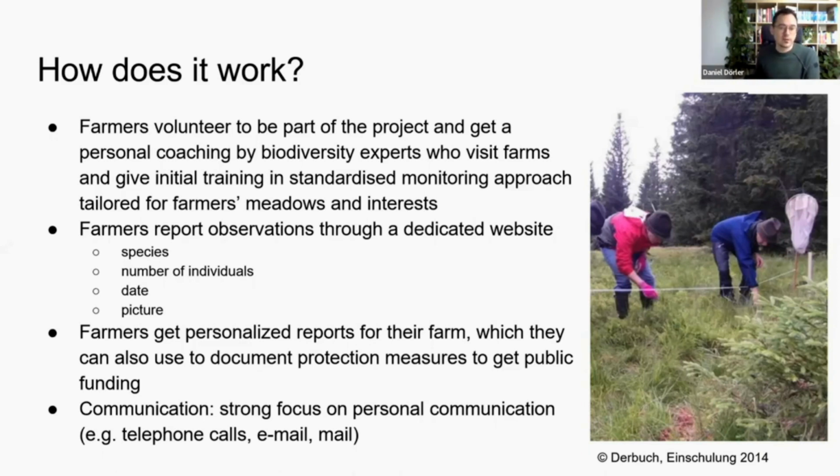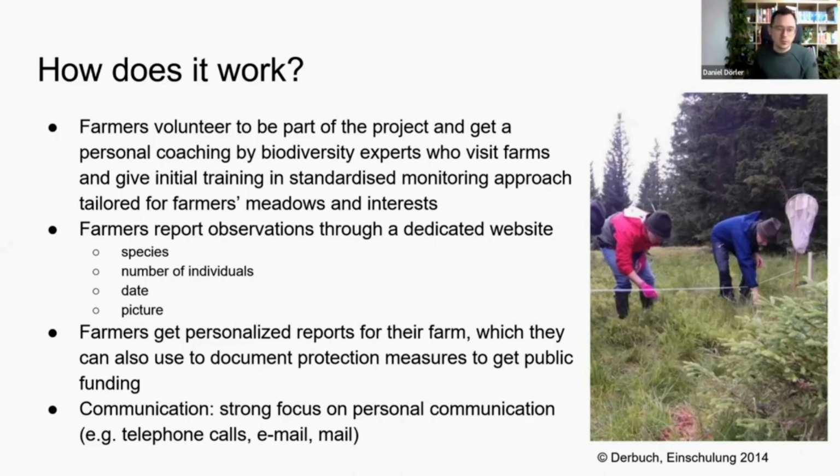The farmers then can also get a personalized report for their farm. And this they can also use to document protection measures they implemented on their farm to get public funding, because in Austria, farmers can get public funding if they protect nature on their properties.